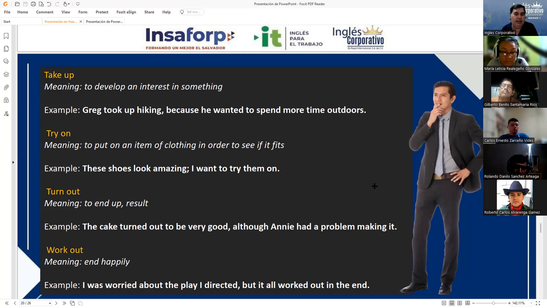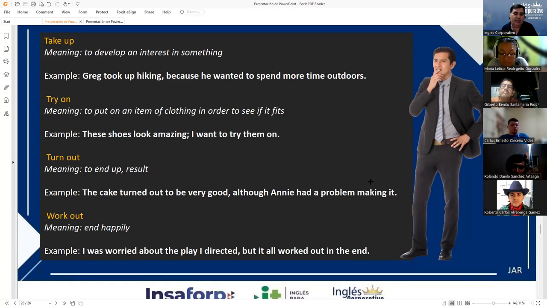Turn out, meaning to end up or to result. The cake turned out to be very good, although Annie had a problem making it. Work out, meaning to end happily, or to find a solution to a problem. I was worried about the play I directed, but it all worked out in the end.